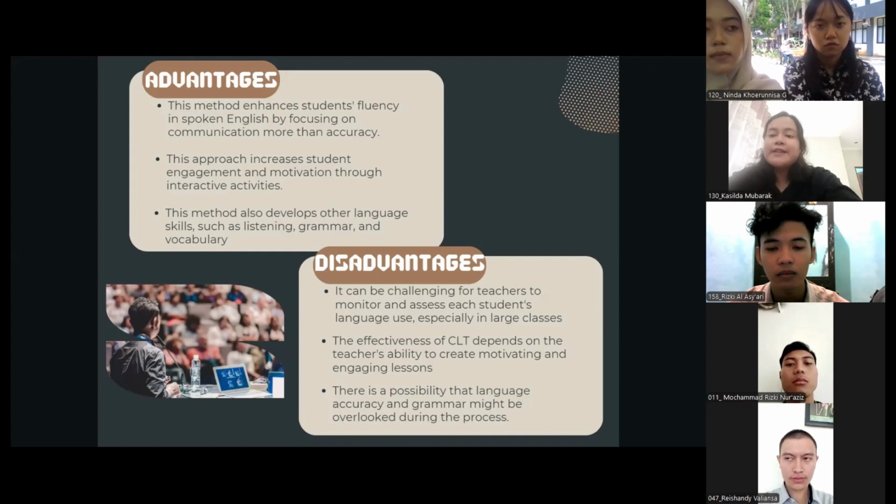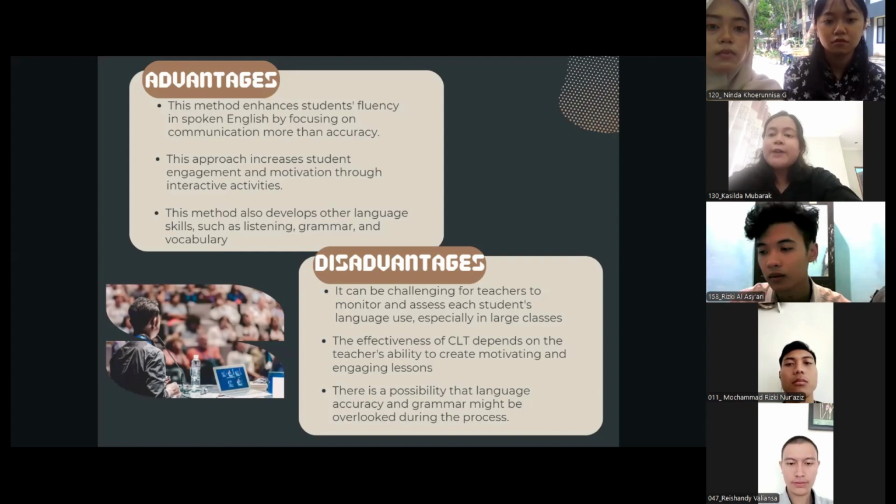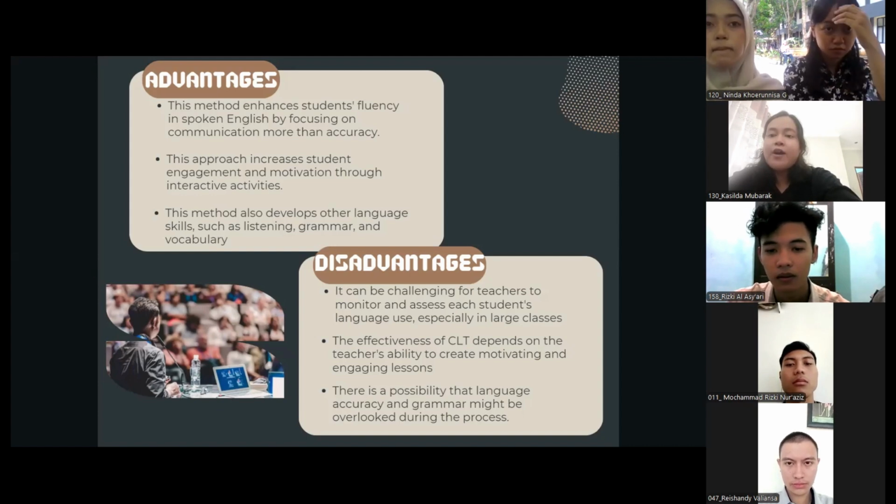The third is there is a possibility that language accuracy and grammar might be overlooked during the process. It means there might be less emphasis on ensuring their speech is grammatically perfect or accurate. The grammatical rules are not strictly enforced.